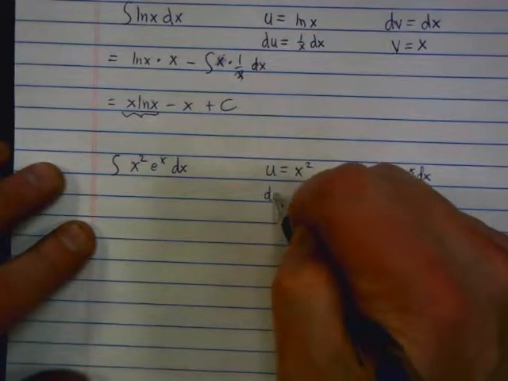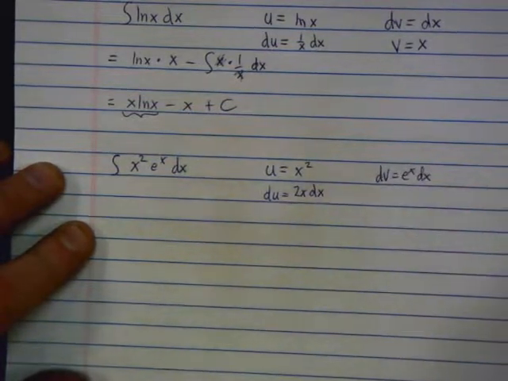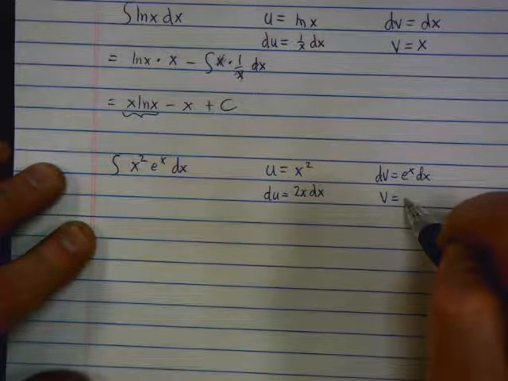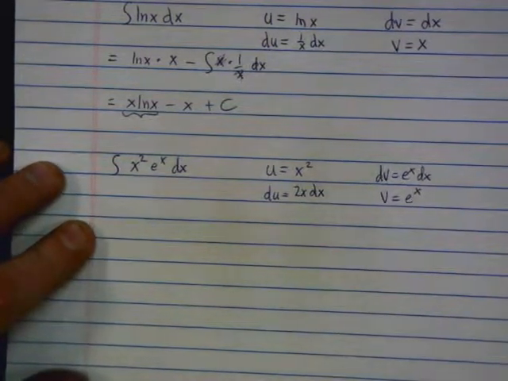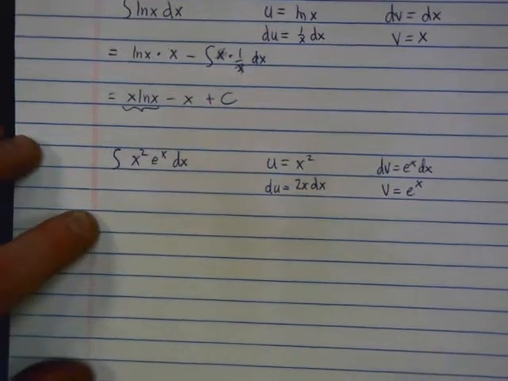Take the derivative. du is 2x dx. Integrate over here. V is just e to the x. The derivative of e to the x is e to the x. The integral of e to the x is e to the x. E to the x is your favorite function. It's its own derivative and its own integral.